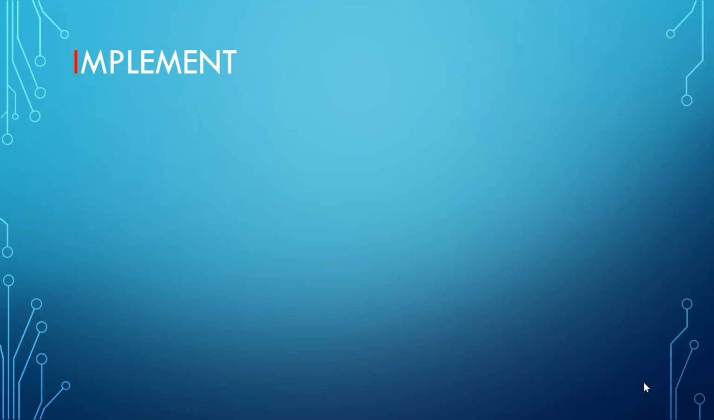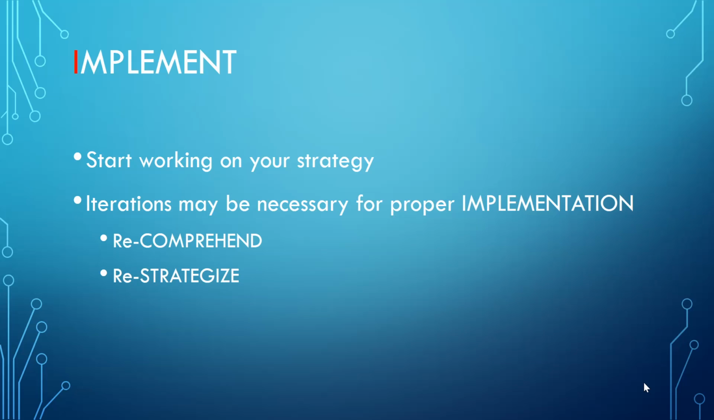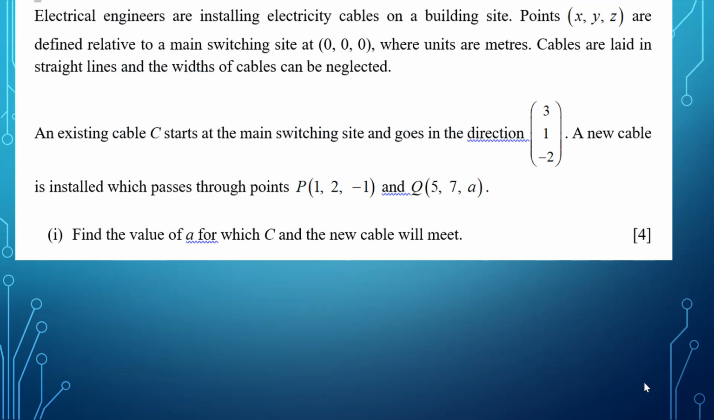And in the final stage, you actually have to implement, carry out whatever you have planned out and start working on your strategy. But in the process of working on your strategy, there may be a need for iterations. Iterations means that you need to reread the question, you need to re-strategize and come up with a new plan if necessary. So coming back to this question, let's run through your CSI technique.